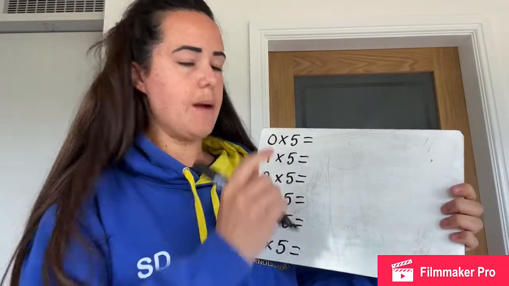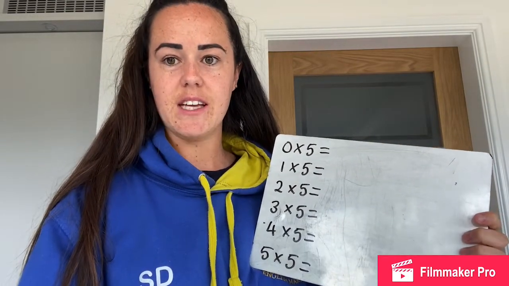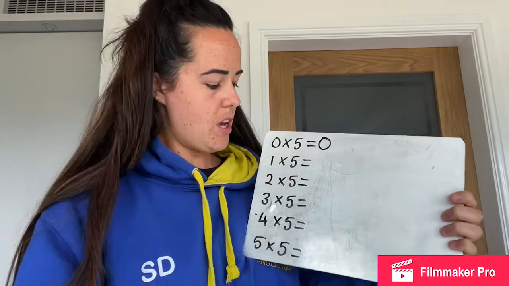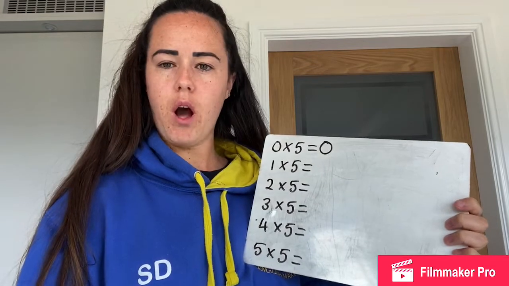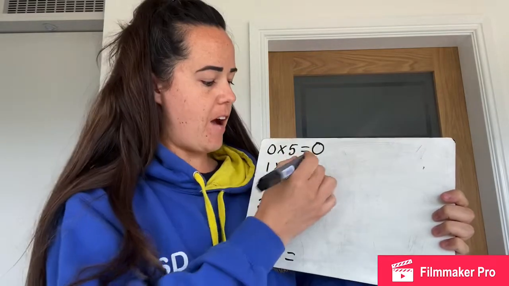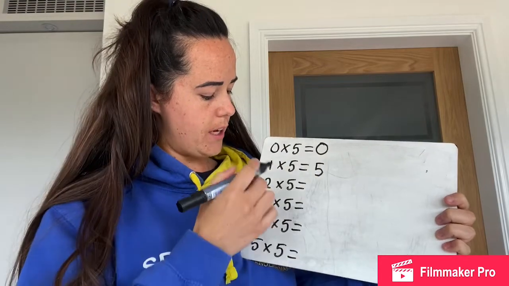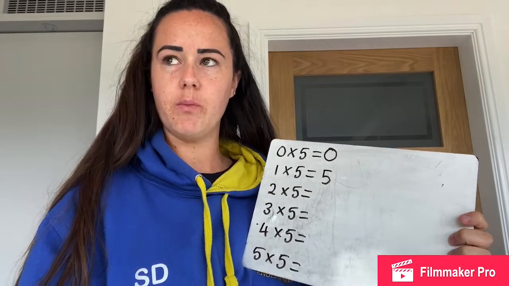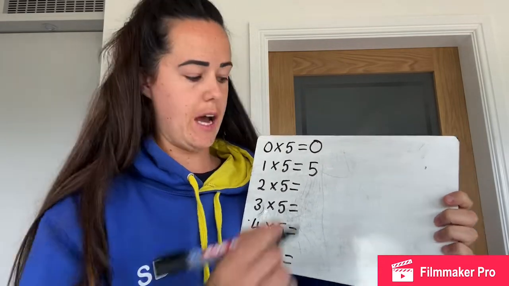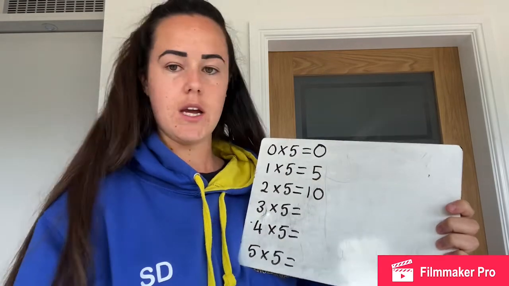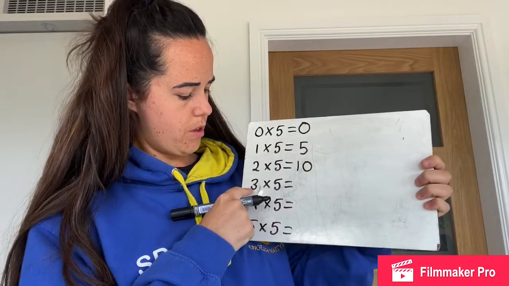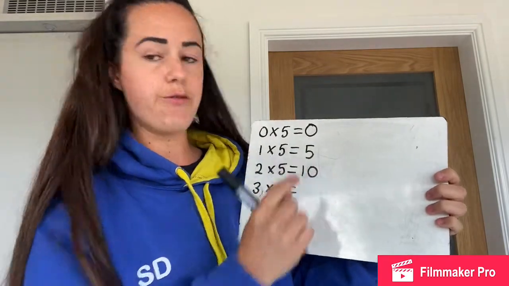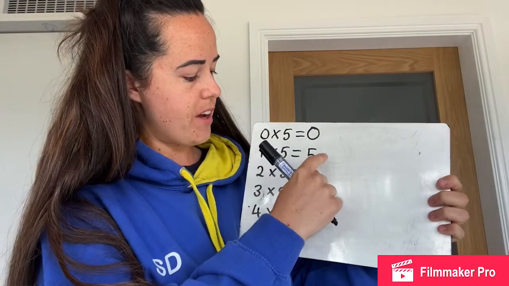Now when we times a number by 0, the answer is always a 0. 1 lot of 5. 1 times 5, 0, 5. And then 2 lots of 5. 5 add 5. We know our number bonds to 10 and we know that 5 add 5, 2 lots of 5 make 10. Ooh, 3 times 5, 3 lots of 5. Now remember, we're adding 5 each time. So 5 add 5 is 10.